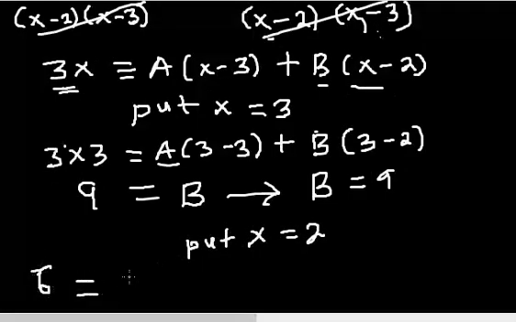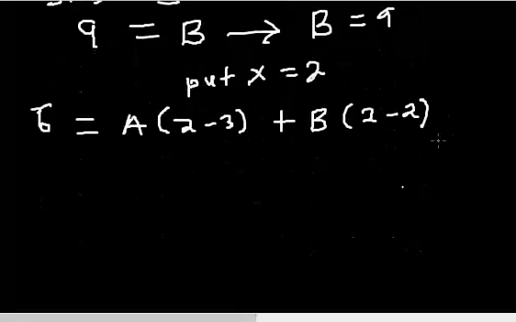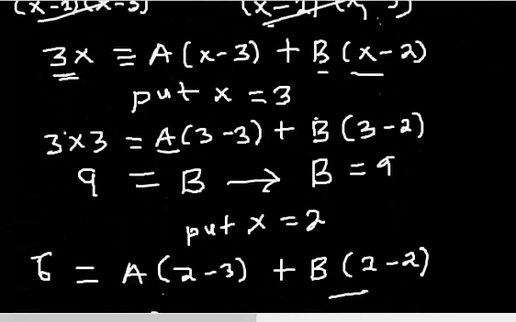Then I'm having a bracket open 2 minus 3, then of course plus b, bracket open 2 minus 2. This actually gives me 0. I'm left with 2 minus 3, which is minus 1. So minus 1 multiplied by a will give me minus a. So invariably a is now going to be equal to minus 6. So I can now evaluate my integral value.